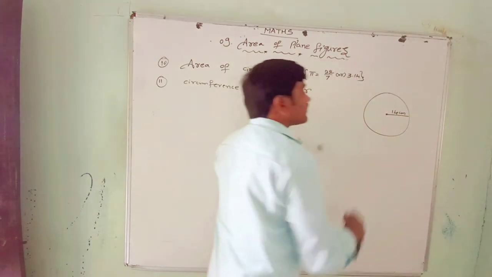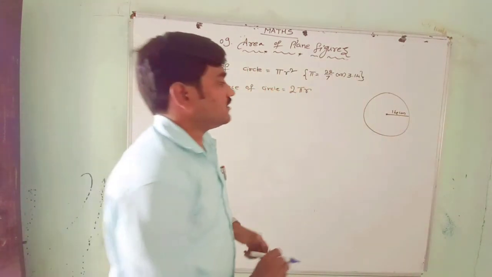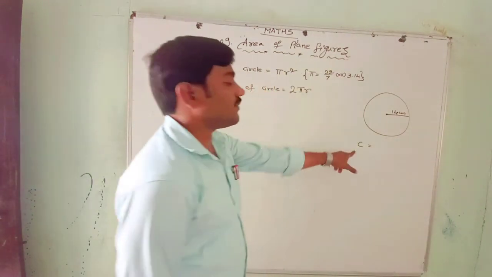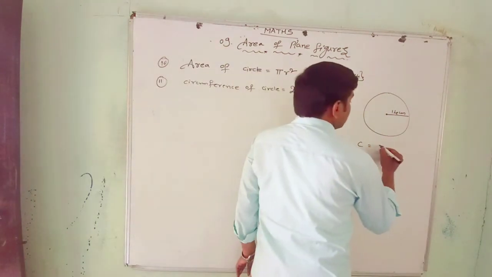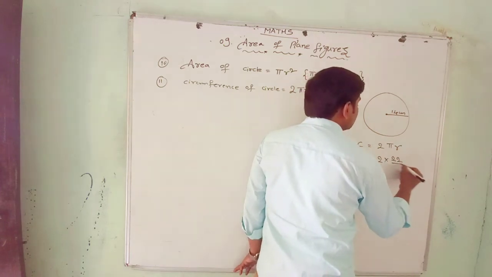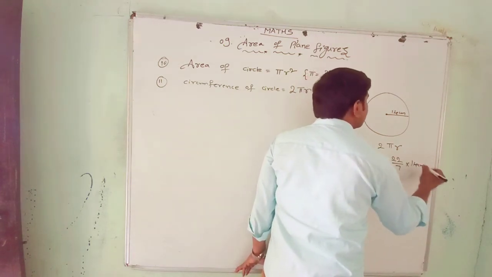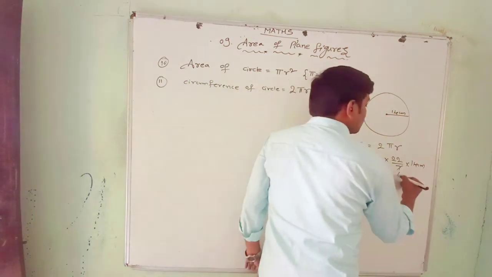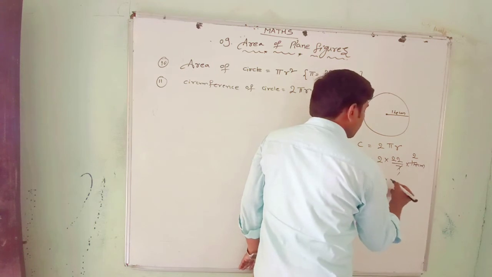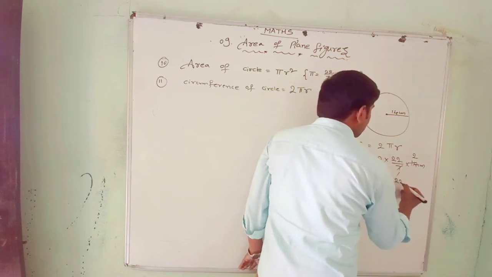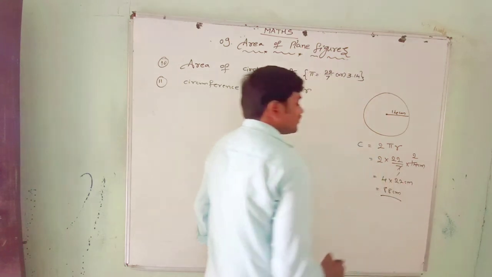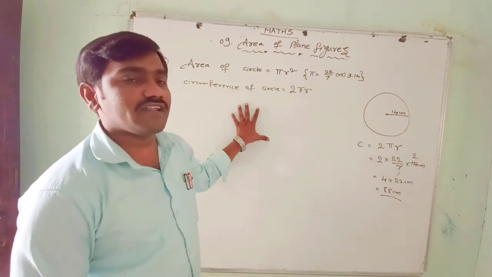So let us find out for the same circle of the radius 14 centimeter the circumference of the circle. Circumference of circle is denoted by c. Then the formula is 2 pi r. Already 2 is a constant, pi is 22 by 7 and r is 14 centimeter from this figure. Now 7 ones are 7, 7 twos are 14. Now 2 into 2, that is 4, into 22 centimeter, that is 88 centimeter. 4 into 22, that is 88 centimeter is the circumference of the circle.